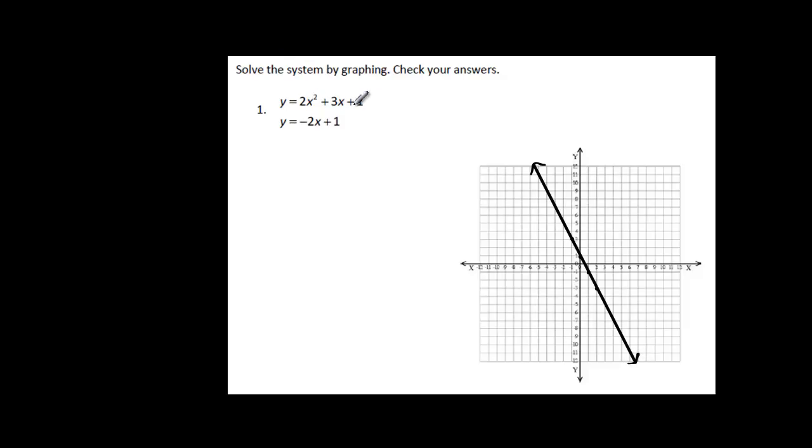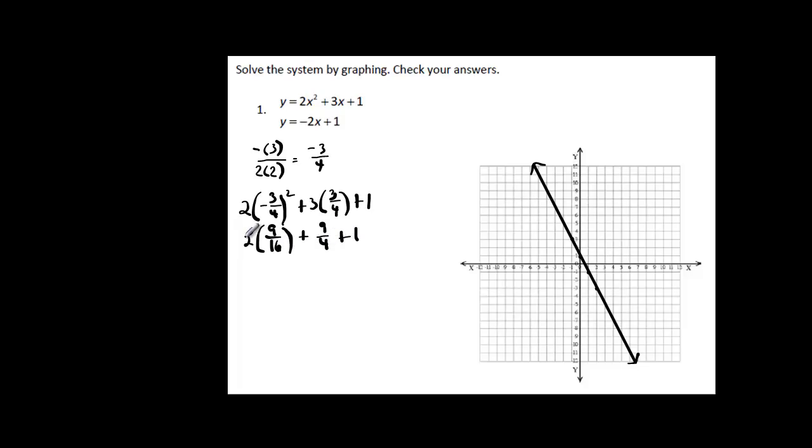Now we want to graph this parabola. Let's find the vertex. So the opposite of b over 2a is going to be -3/4. Let's plug that back in. So 2 times 9/16 plus 9/4 plus 1. 2 goes into 16 8 times, so we have 9/8. Let's make all of these eighths. So 18/8 and 8/8.